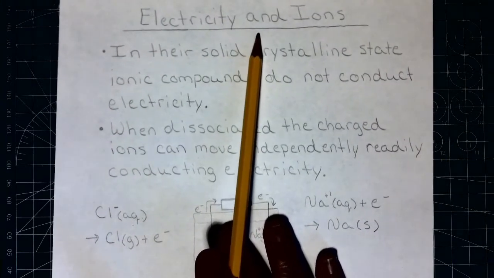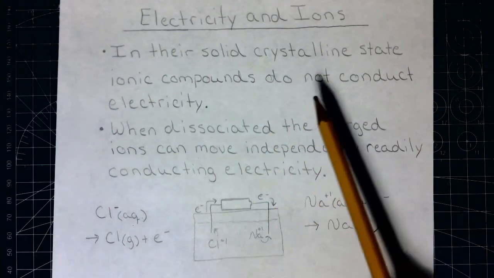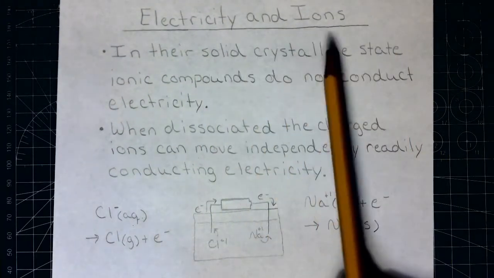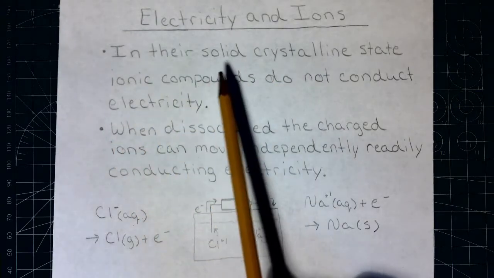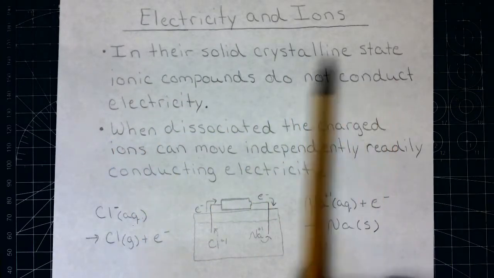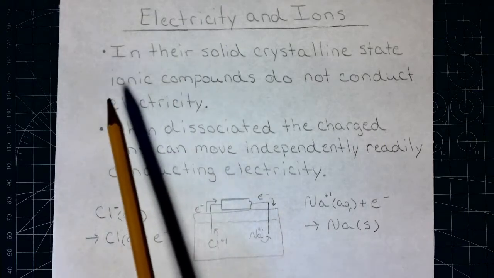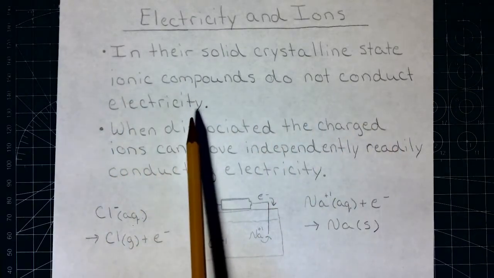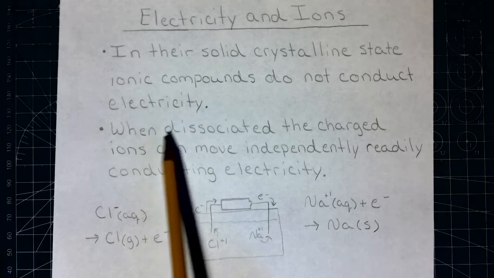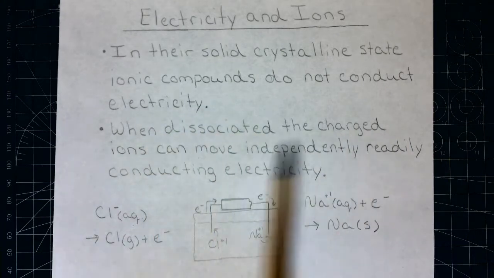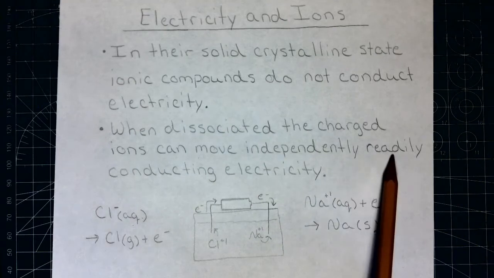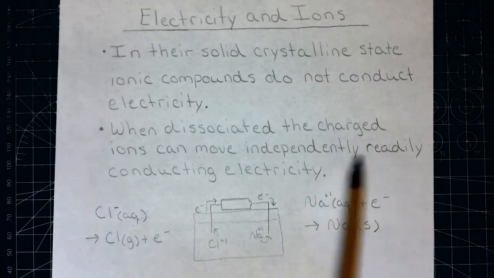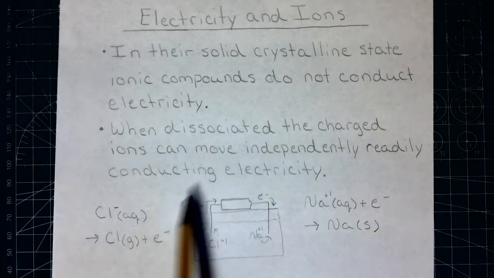So this has some implications when it comes to electricity. In their solid crystalline state, so the sodium chloride solid, ionic compounds do not conduct electricity. But when dissociated, the charged ions can move independently, and then they readily conduct electricity. They like to conduct electricity.